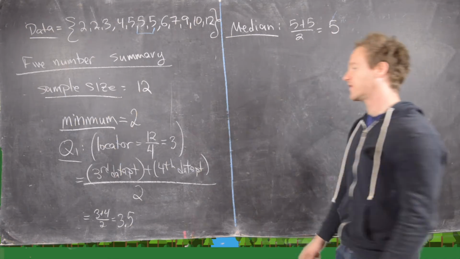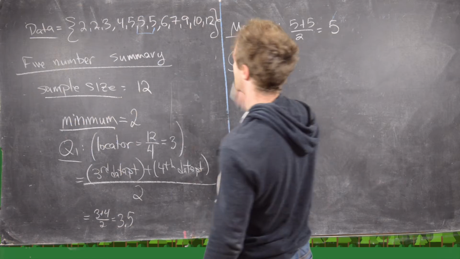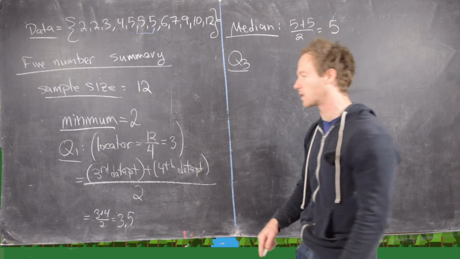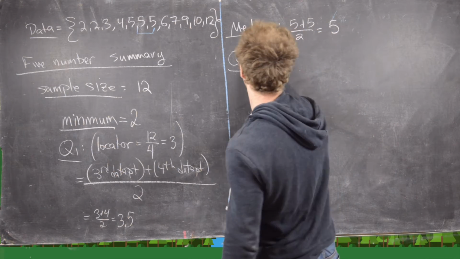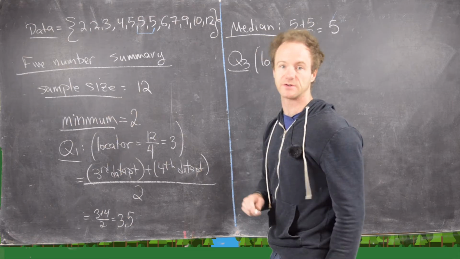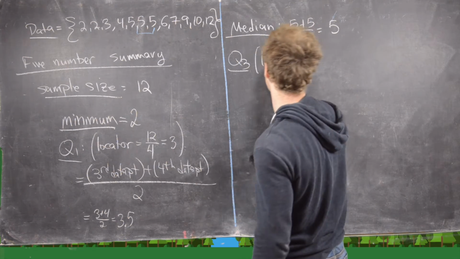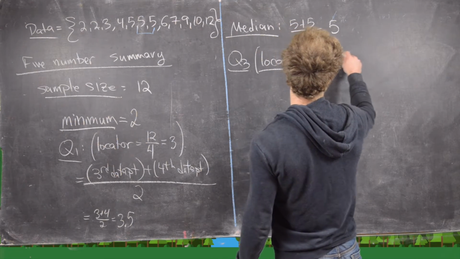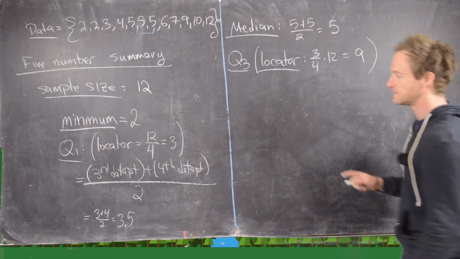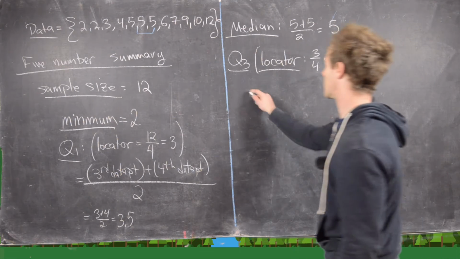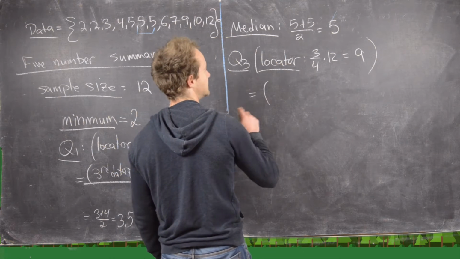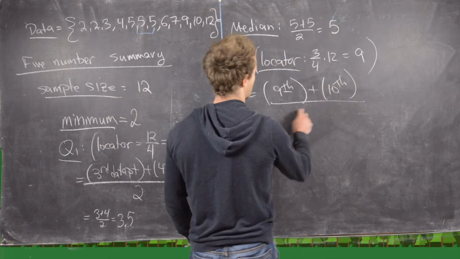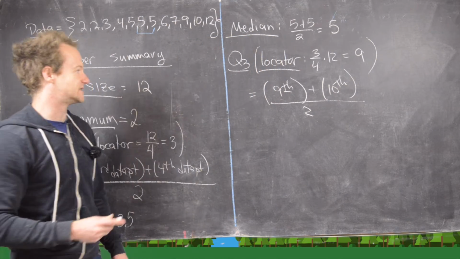Okay, great. Now the third quartile is going to work pretty much the same as the first quartile, except our locator, instead of being 12 over 4, it's going to be 3 over 4 times 12. So notice that this is 1 over 4 times 12, or 0.25 times 12. So let's go ahead and calculate that. So it's 3 over 4 times 12, but notice that's equal to 9. And then since that's a whole number, then our third quartile is going to be the average of the 9th data point and the 10th data point. So in other words, it's going to be the 9th plus the 10th over 2.